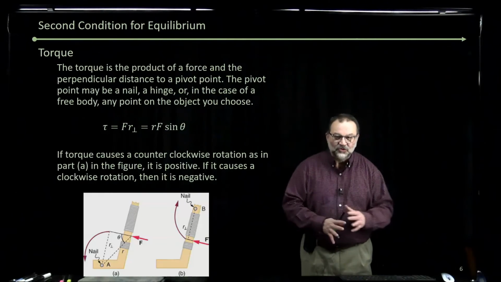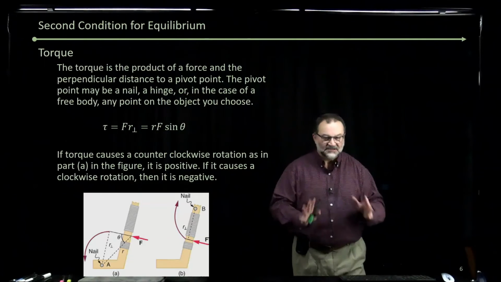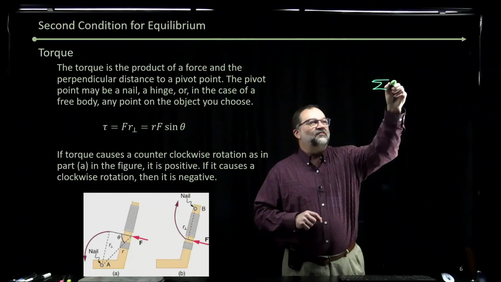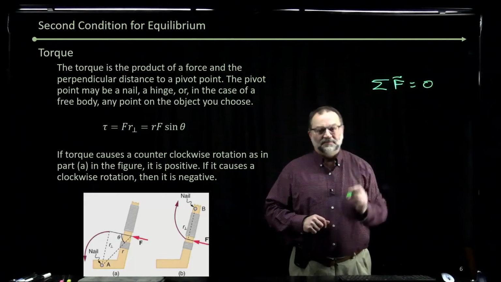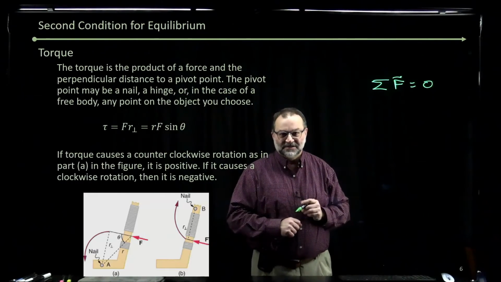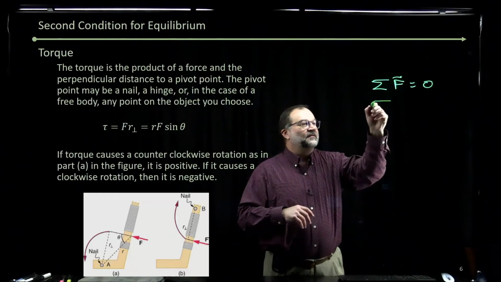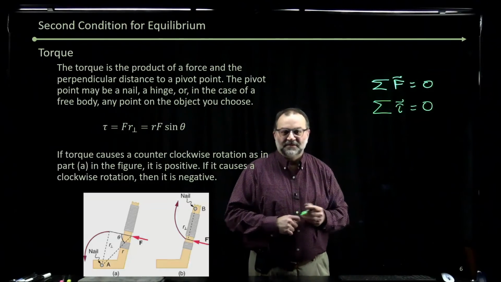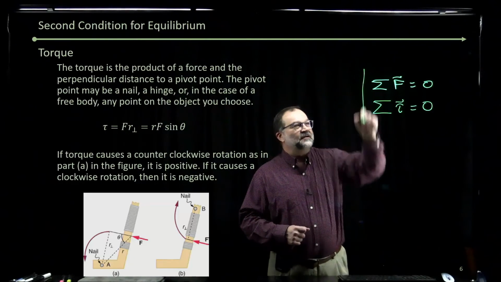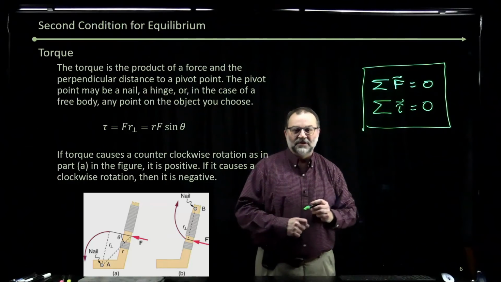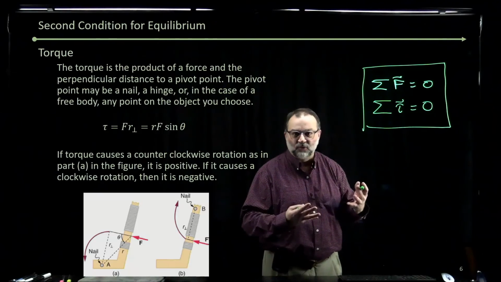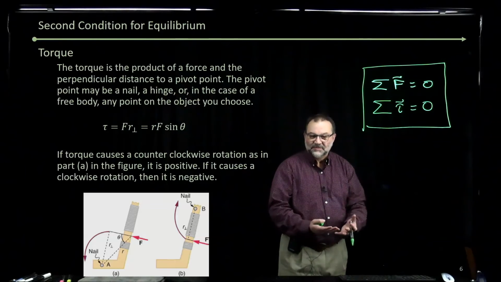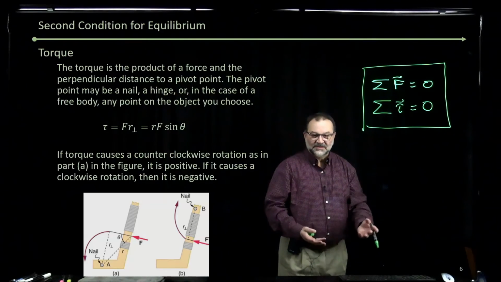So we have two basic things to reach a state of equilibrium. They are the sum of all forces equals zero, and we use this capital sigma to indicate sum. And the sum of all torques equals zero. This is why I call statics much ado about nothing, because your goal in reaching static equilibrium is to add everything up to zero. You want all the forces to be zero. You want all the torques to be zero.